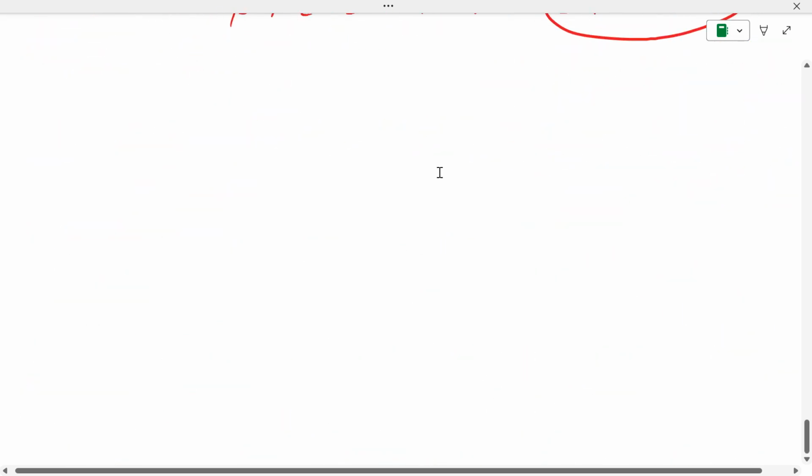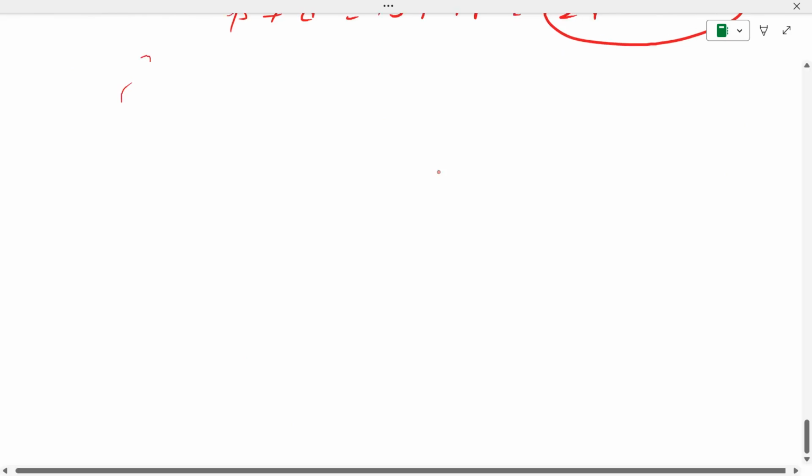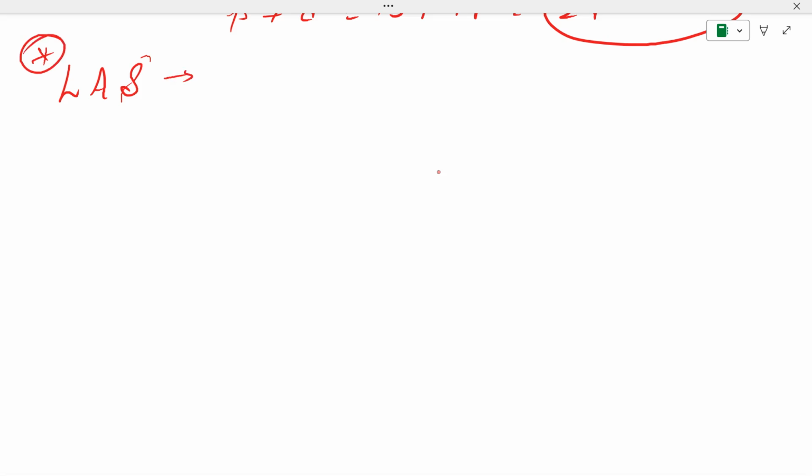Similarly, there is a question with LAS. Just a second. Okay, LAS is given for a system. LAS, that is logical address space.